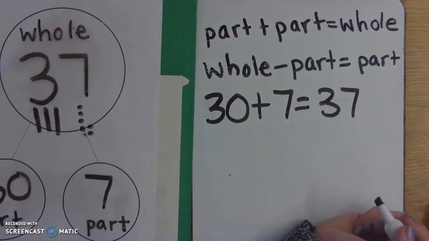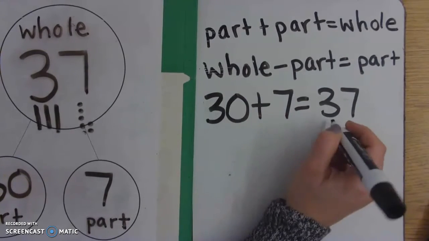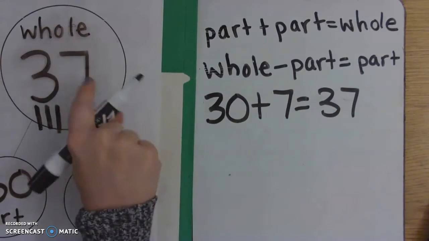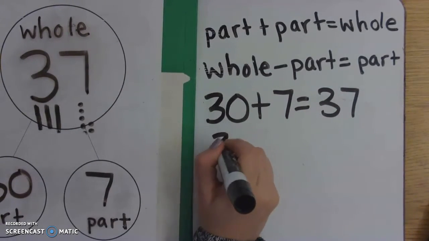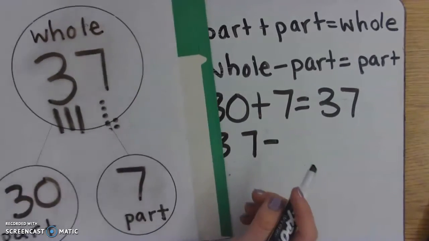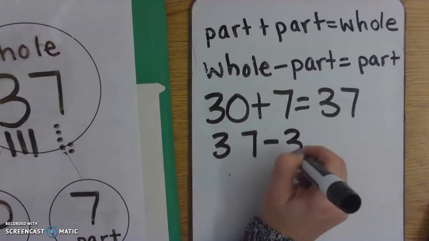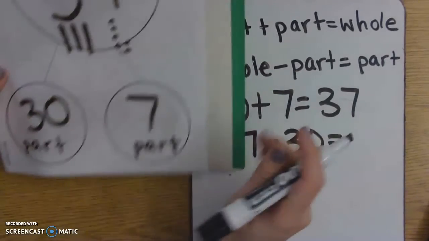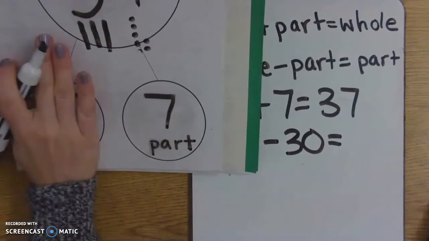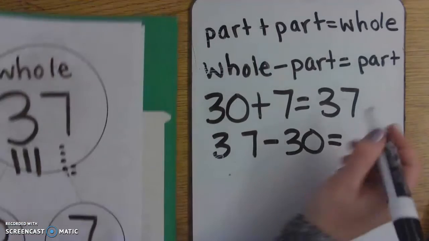Should we write a subtraction sentence too? Let's do that. Let's start with our whole now. Remember, our whole is 37. Which part do you want to take away? Let's take away 30 because that's like a nice big number. So 37, take away 30, and we're left with just 7.